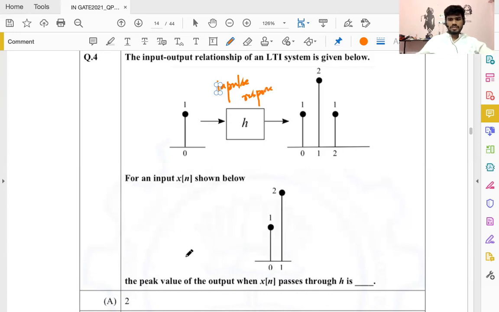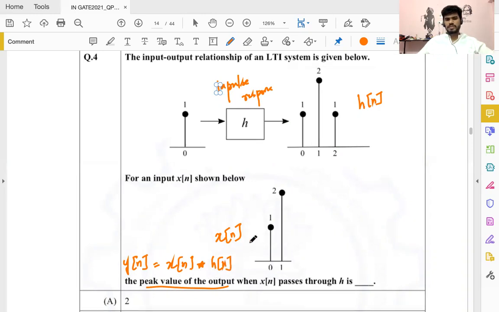If you apply a Dirac at 0, the output of that is known as impulse response. They also gave H here to hint at you. So what is given here is your H of n, and then this is your X of n. Peak value of the output. Output is Y of n. So we want the peak of this. Y of n is just discrete convolution. The moment you say discrete convolution, they are asking for the maximum value in the discrete convolution.